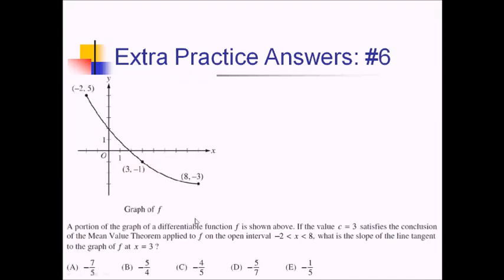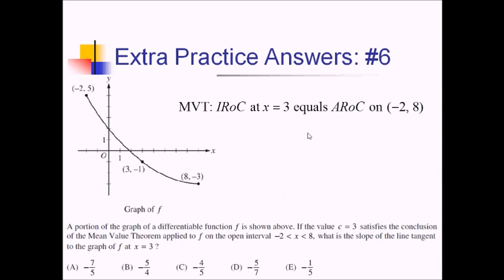For this problem, a portion of a graph of the differentiable function f is shown above. If the c value 3 satisfies the conclusion of the mean value theorem applied to f on this interval, what's the slope of the line tangent to the graph at x equals 3? So just to review what the mean value theorem says about this situation is that the instantaneous rate of change at x equals 3 equals the average rate of change on the interval from -2 to 8. That is what the mean value theorem is telling us about this situation if 3 actually satisfies the conclusion to the mean value theorem.